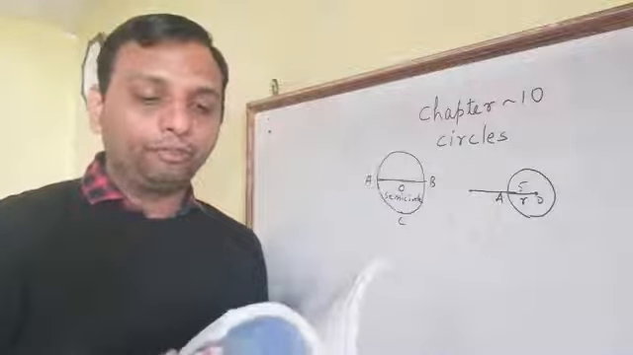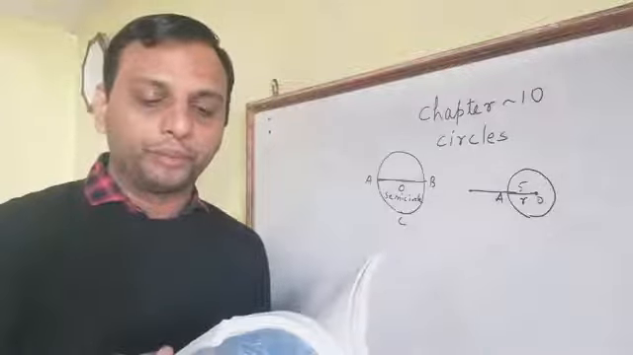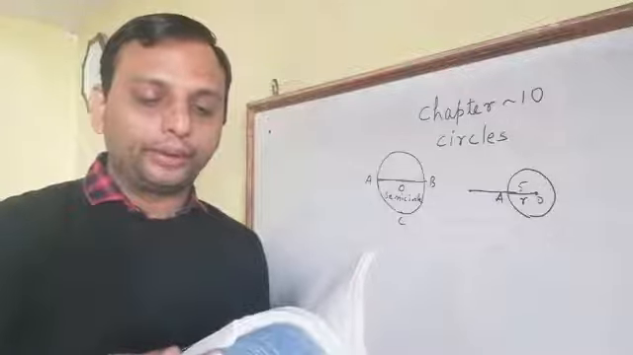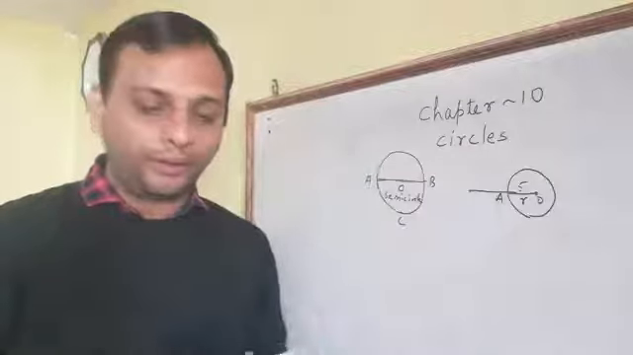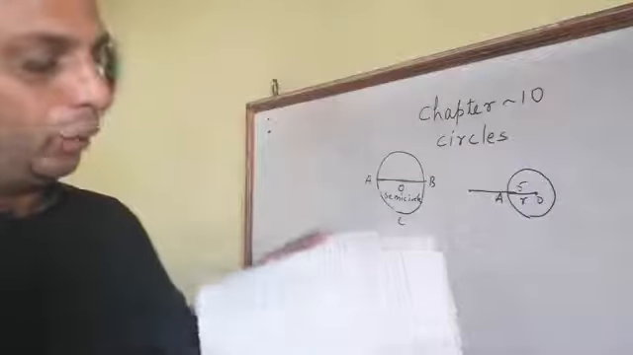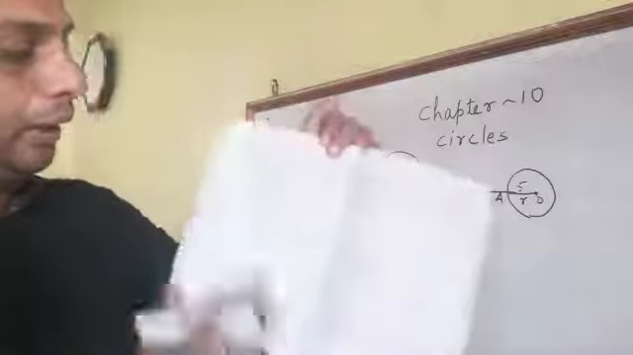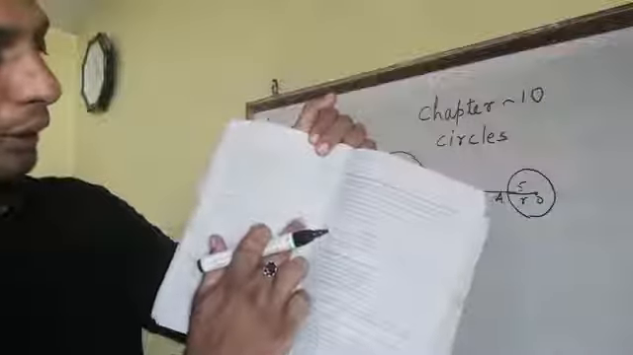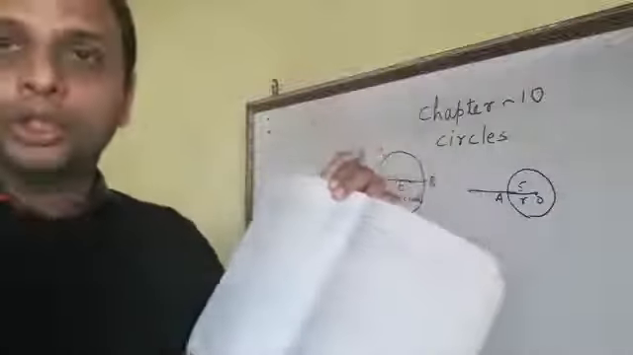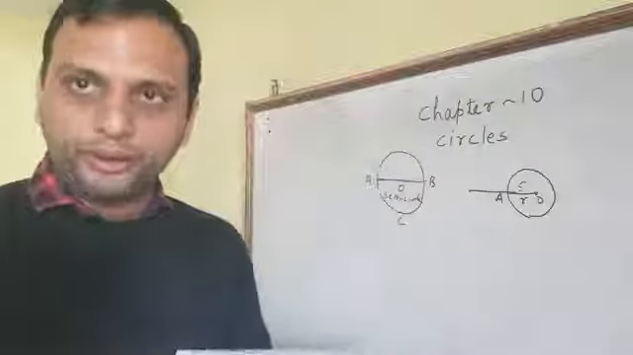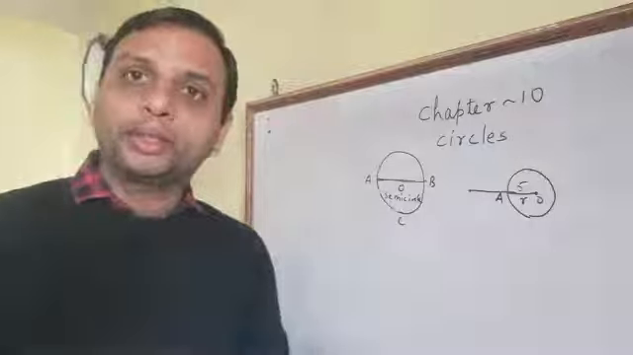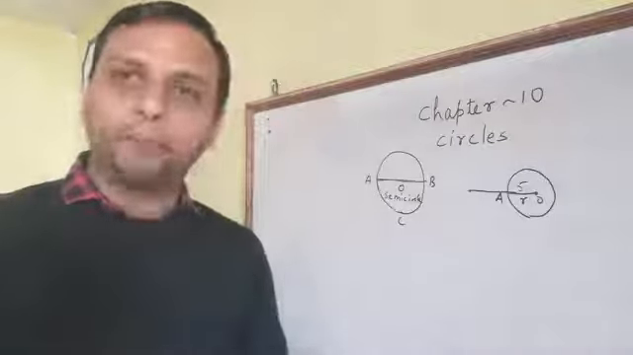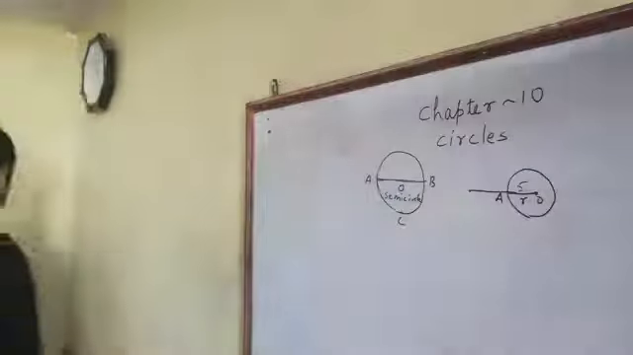Now, before starting 10.2, there are two theorems. Equal chords are equidistant from the center, and equal chords subtend equal angles. So these are the 10.1 and 10.2 theorems. Equal chords of a circle subtend equal angles at the center. This theorem I am going to explain, and 10.2 is the converse of the 10.1 theorem.